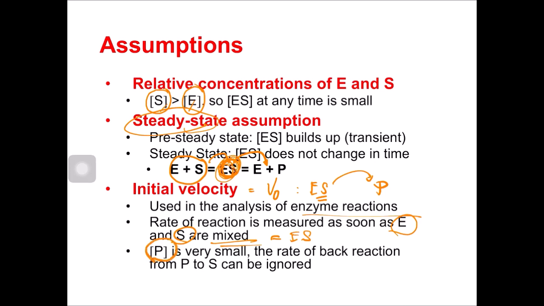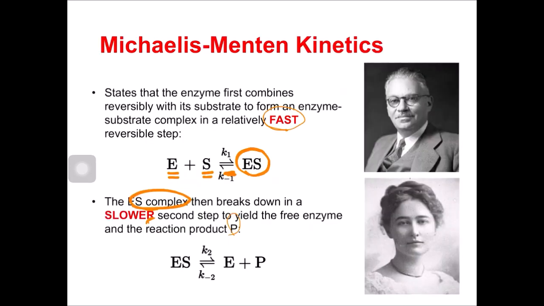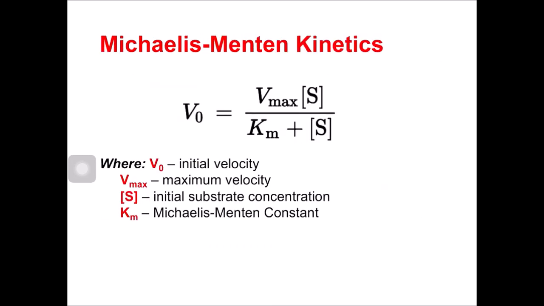So product concentration is very small and the rate of back reaction can be ignored. That's why the K-2 can be ignored already. So, based on those assumptions, this is finally the Michaelis-Menten kinetics.